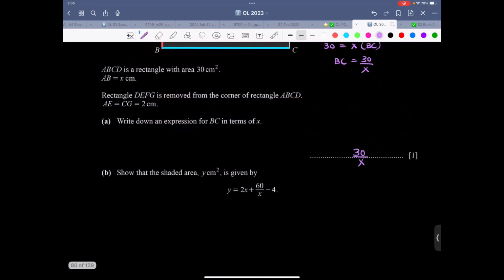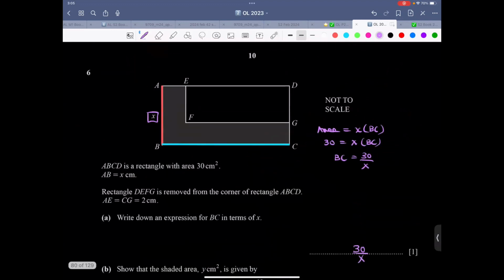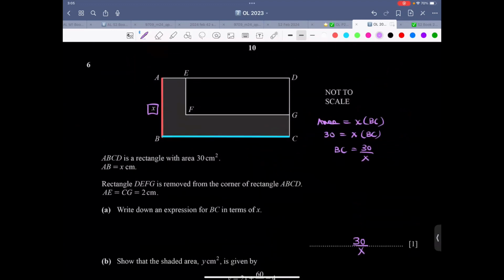Show that the shaded area is given by such and such. Now, the shaded area, the very first thing that strikes our mind is that maybe we have to find the area of this whole figure and then find the area of this and then subtract, we get this answer. There is no such need. Now, this thing over here, I can divide into two regions. This is region 1. This whole thing is region 2. Now, what else is 2? AE and CG is 2. So AE is 2. And CG is 2.